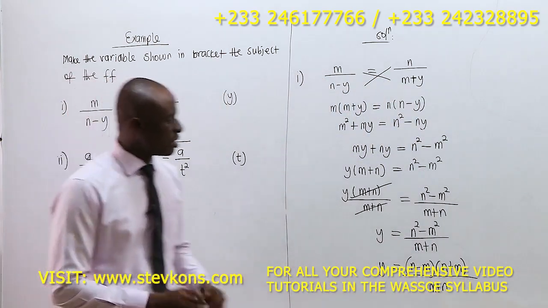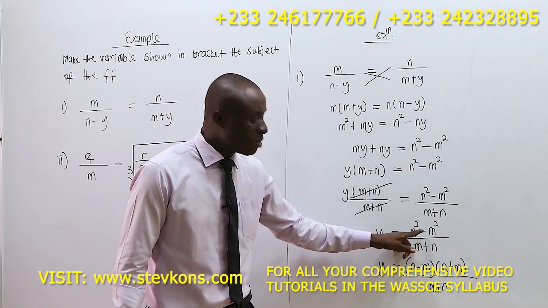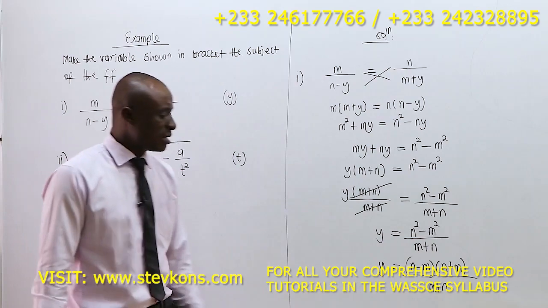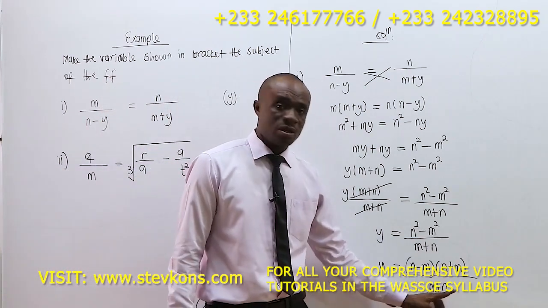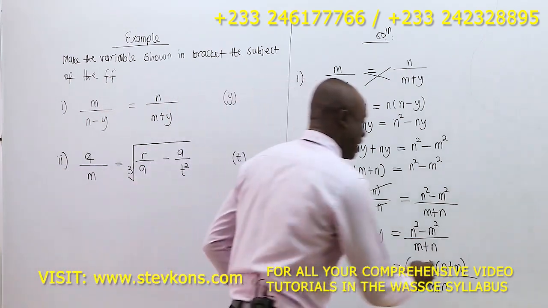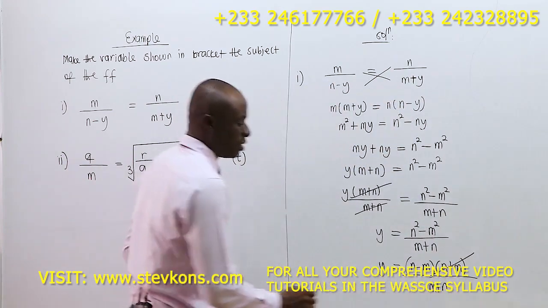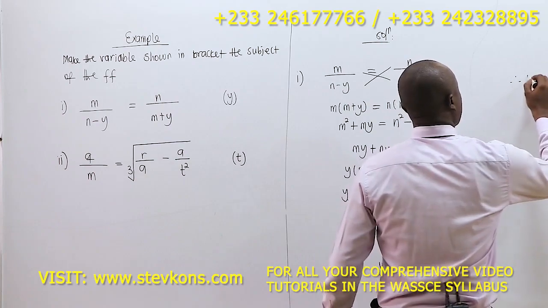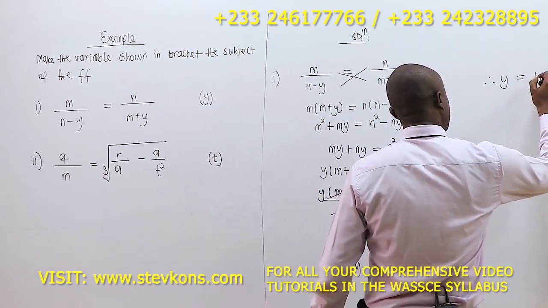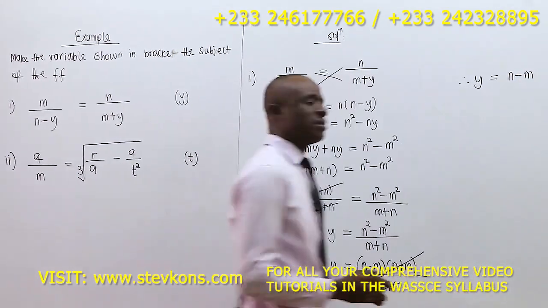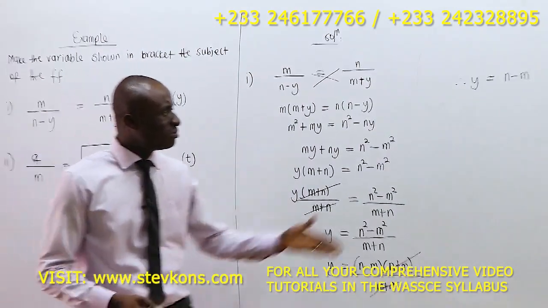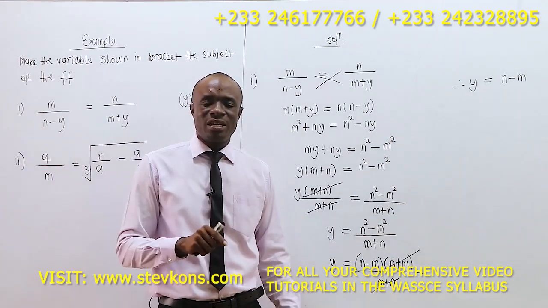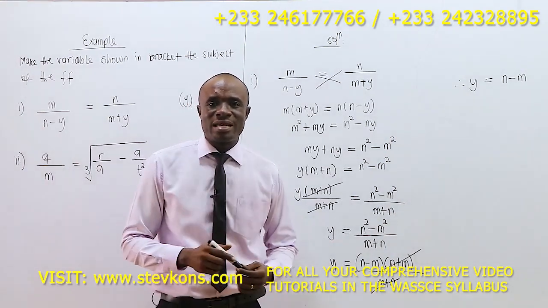Very, very important. Now, let's see, so you have n squared minus m squared. So that's n minus m, n plus m. But n plus m is the same as what? M plus n. Why? Addition is commutative. So this and that is cancelling out. Therefore, our y is equal to n minus m. Wow, that's a past question. Very, very easy. I believe you understand. If you don't understand, play back for better understanding.